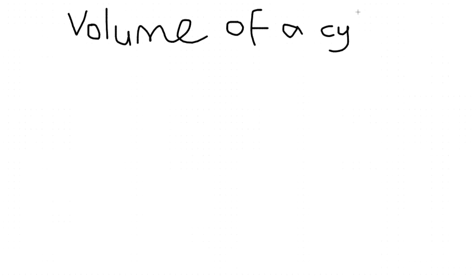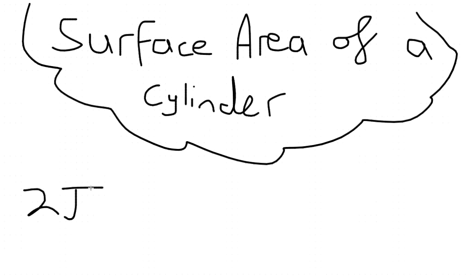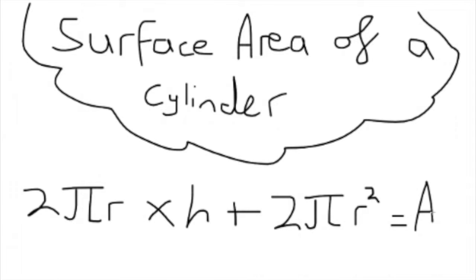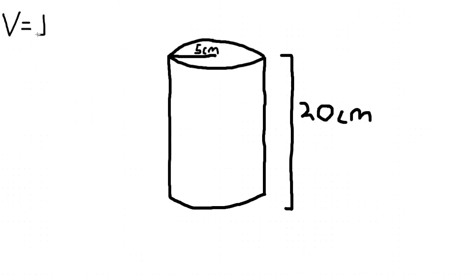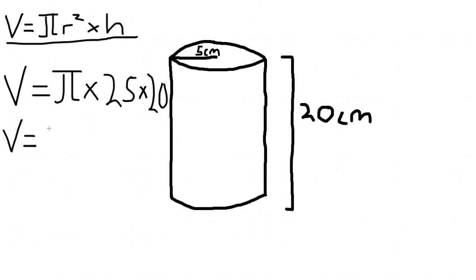The volume of a cylinder is given by pi r squared times height. The surface area of a cylinder is given by 2 pi r times height plus 2 pi r squared. Keeping in mind the formula for volume, the volume of this cylinder with a radius of 5 centimeters and the height of 20 centimeters is 1570.8 centimeters cubed.